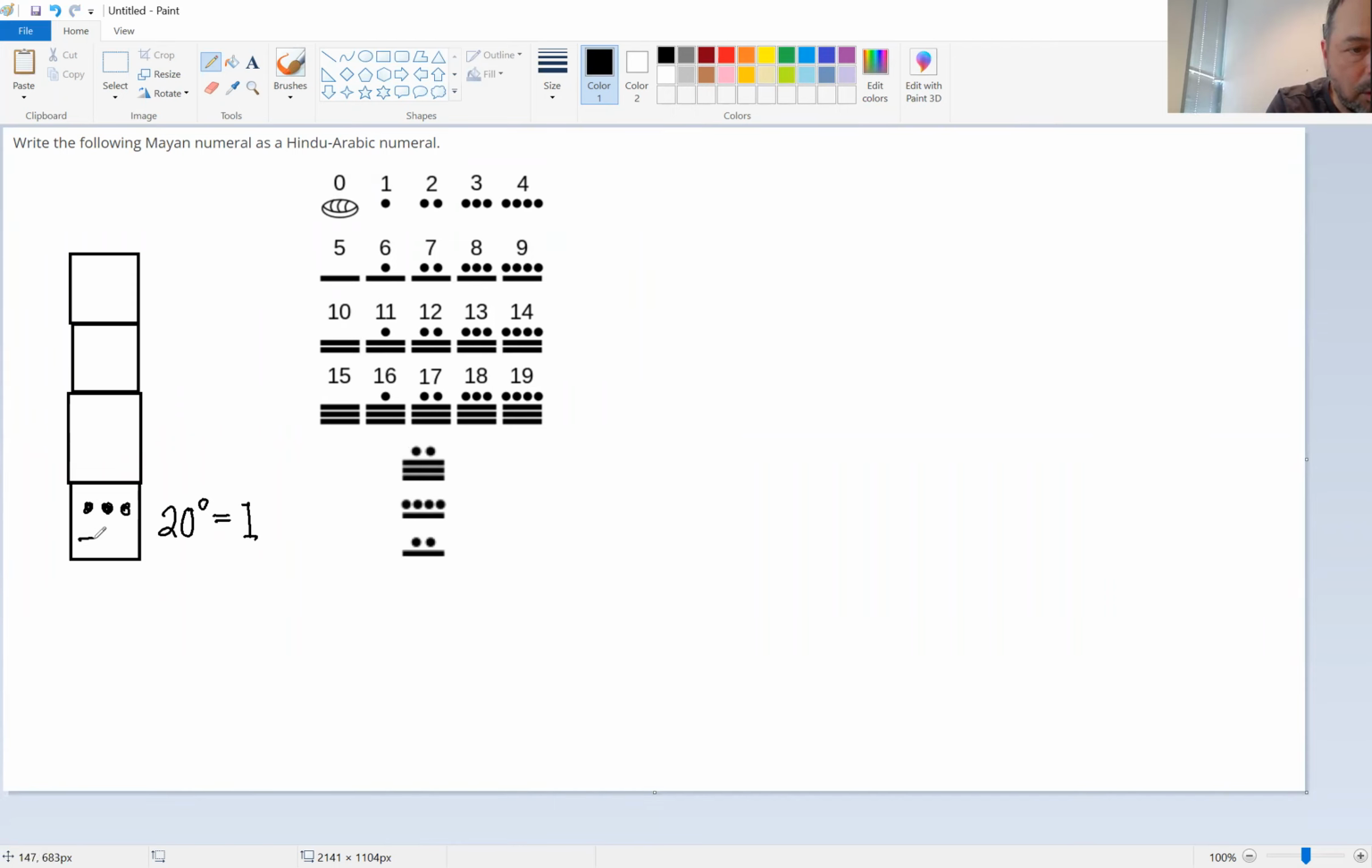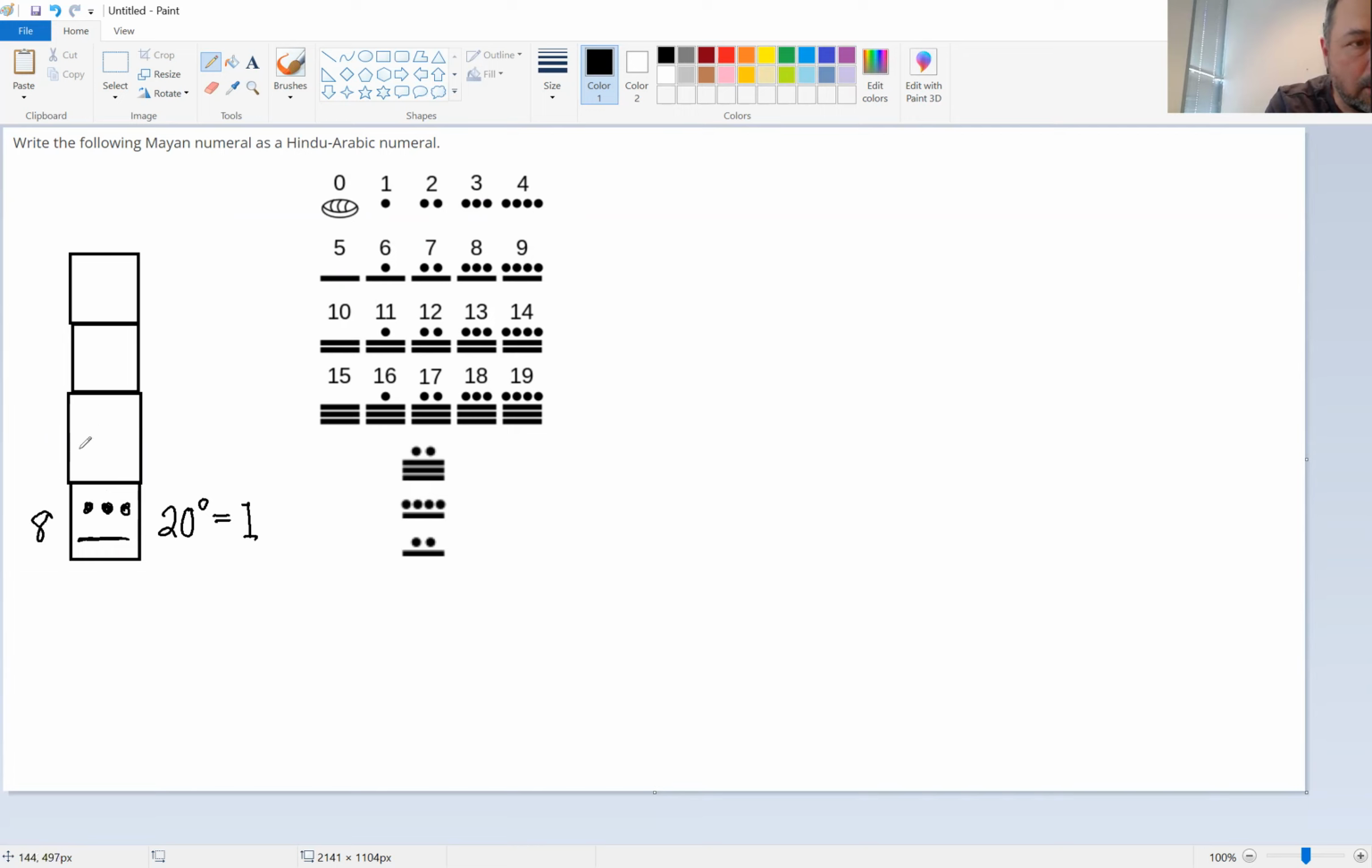Of course, if I draw a bar, that's a collection of 5 dots. So it's just easier to write a bar rather than the 5 dots. So for example, this would just be 8.